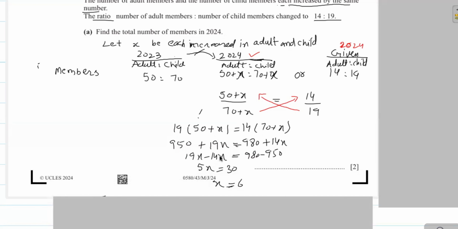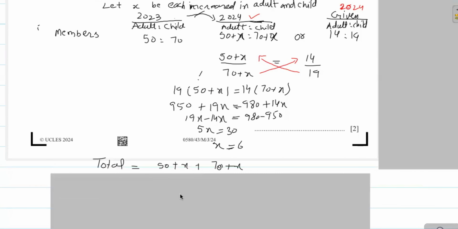Therefore, the total number of members in 2024 becomes 50 plus x, this is the number of adults, and the number of children will be 70 plus x.